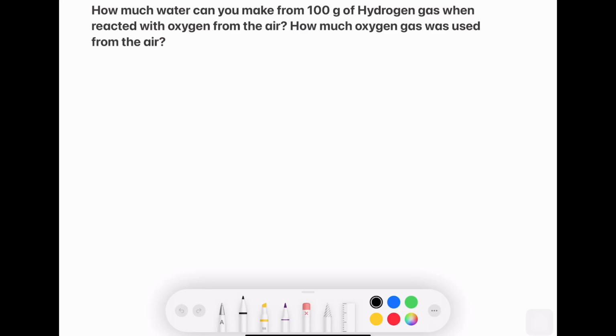Hello, today I want to take you through a real simple example of stoichiometry to highlight what stoichiometry is and why we need to use it. So in this example, we have: how much water can you make from 100 grams of hydrogen gas when reacted with oxygen from the air? And a second part of this question is then: how much oxygen gas did we need to use from the air? So the first thing we need to do for any stoichiometry is write out the chemical equation.